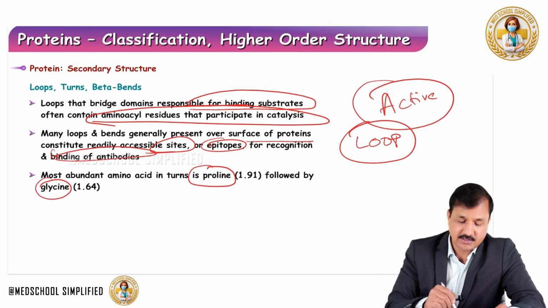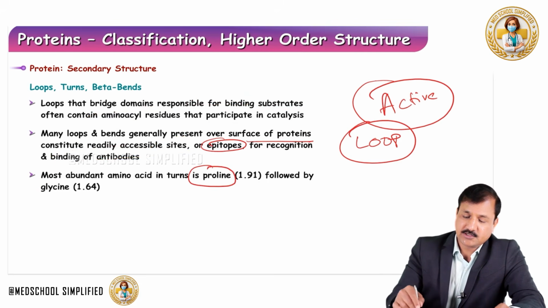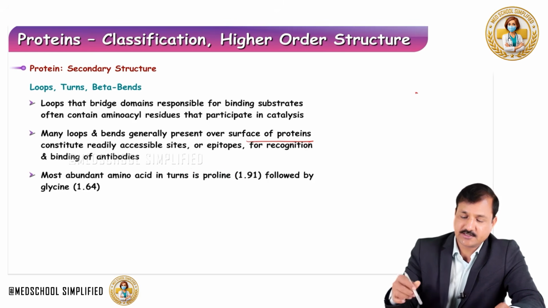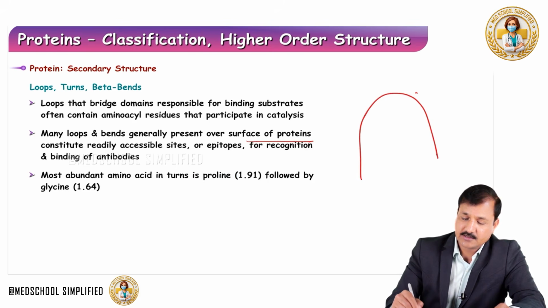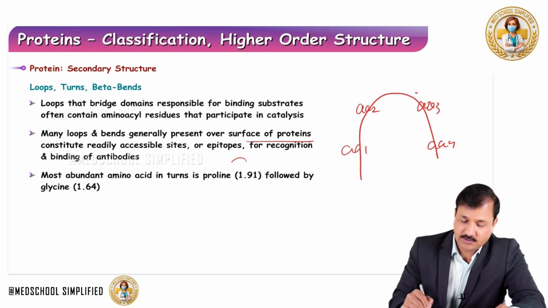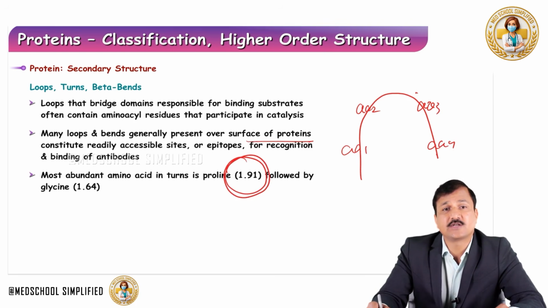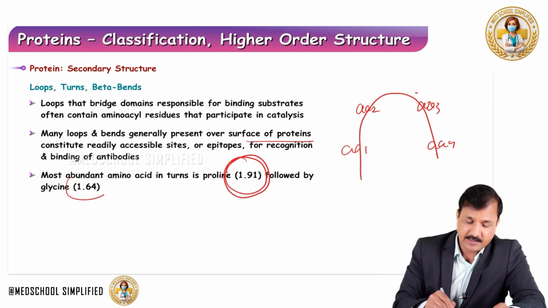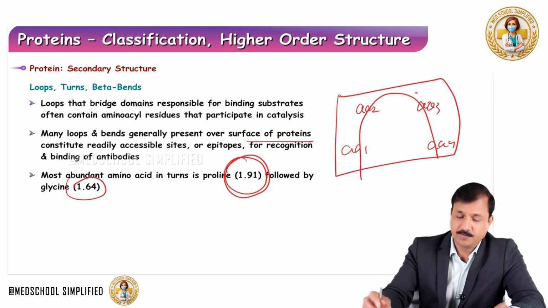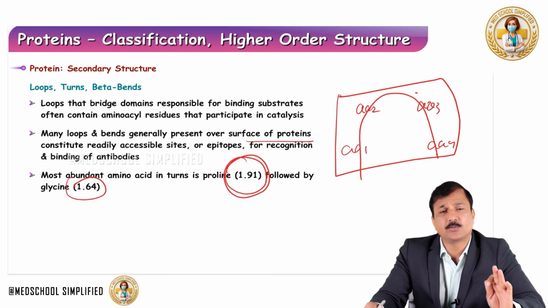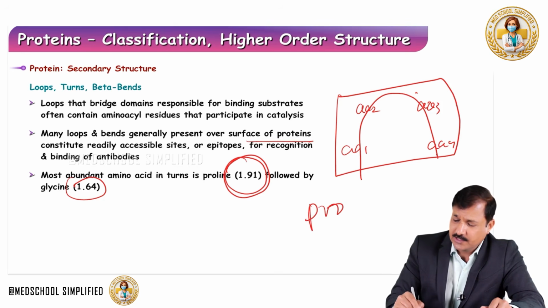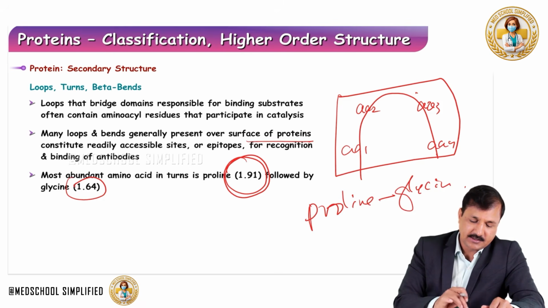and proline is followed by glycine. So within the turn, out of those 4 amino acids that I said, if the turn is like this, amino acid 1, amino acid 2, amino acid 3 and amino acid 4, within that proline is the most frequent one, with a frequency of occurrence of 1.91, followed by glycine. That means in beta turns, loops, coils and all that, you are going to expect proline most frequently, followed by glycine. Always remember, proline usually follows glycine. Alright, so that's the beta turns.